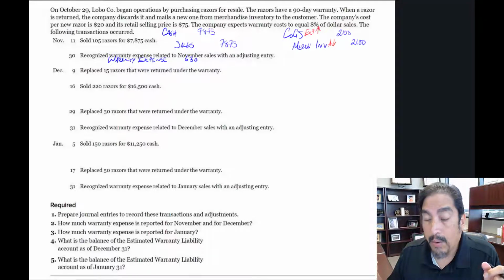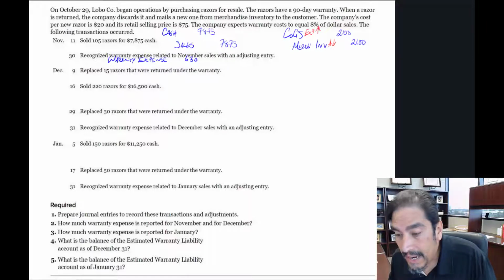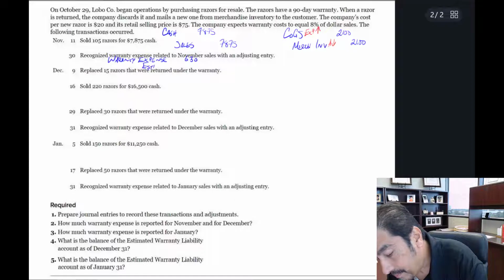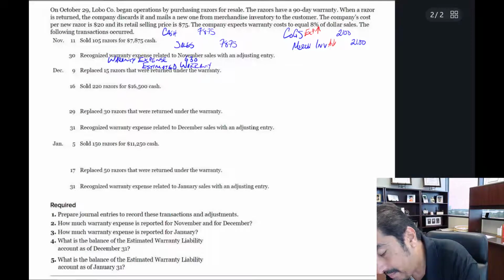So our credit is going to be to this liability account called... I don't know if that's bad handwriting or bad spelling, but I'll start again. Now that's bad handwriting.